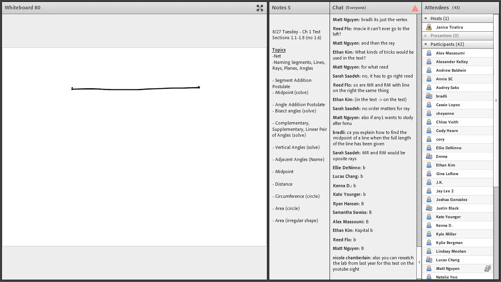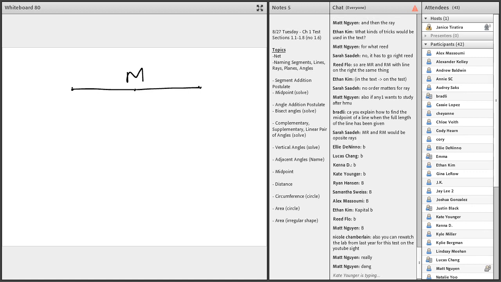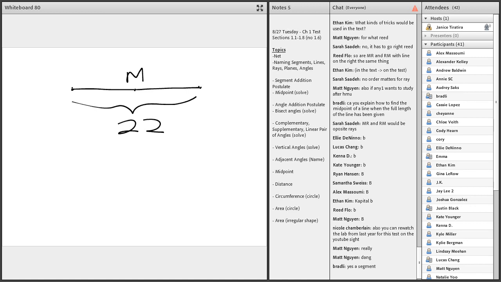So let's say you're given a segment. How do you find the midpoint of a line? You can't. Lines don't have a midpoint. You can find the midpoint of a segment. I don't know. Let's see, like this. I'm just making it up because I'm not understanding what you're saying. Or you're given coordinates? I don't know.